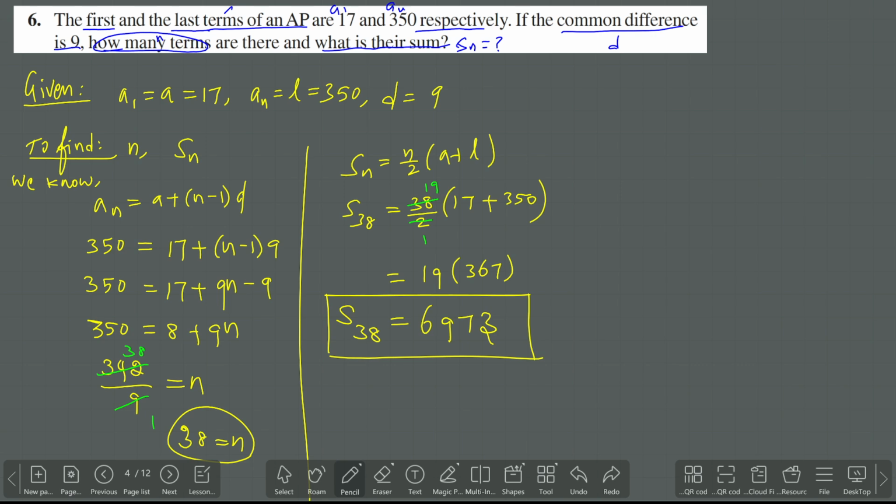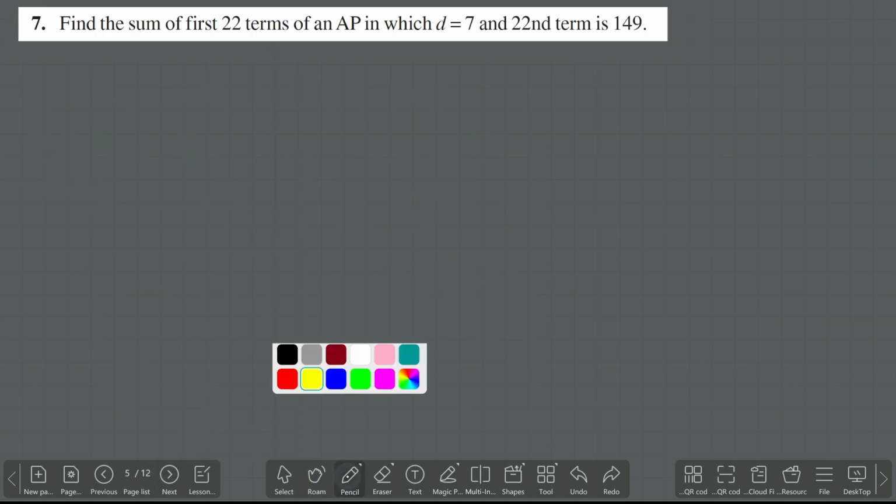Sixth question. Well, it's number work. You can do any method, okay? But you should remember that formula and ideas. I'm going next to the seventh one. Find the sum. Sum in the sense, what does it mean? Sum of first 22 terms. Find the sum of first 22 terms of the AP in which d is given and the 22nd term is given. The 22nd term is a22, that means l. Very good, because when they ask S22, a22 in the sense we can consider as l.